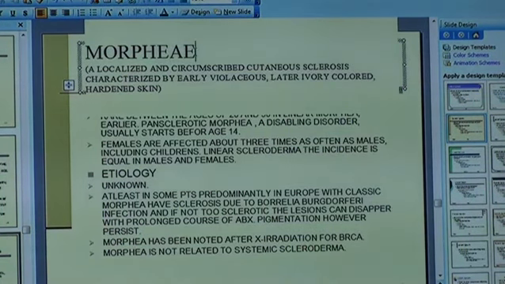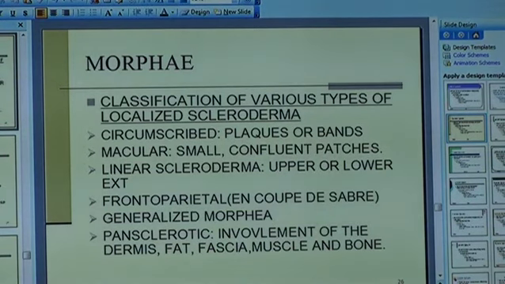So it has been also noted with breast cancer patients who are treated with radiation. It's not related to systemic scleroderma. We just spoke about the lab test that we're going to do for that. Classification: there are several kinds. Circumscribed, macular, linear scleroderma, frontoparietal, generalized morphea, pansclerotic, which usually involves the dermis, fat, fascia, muscle, and the bone.